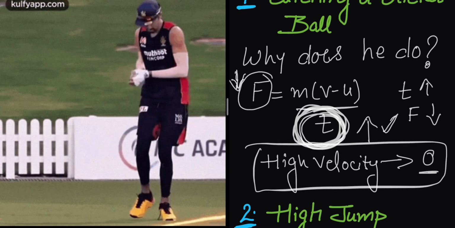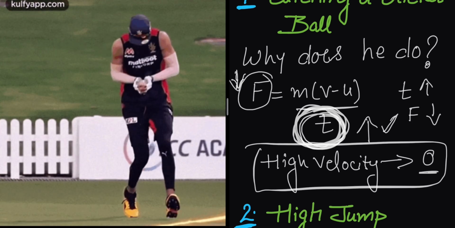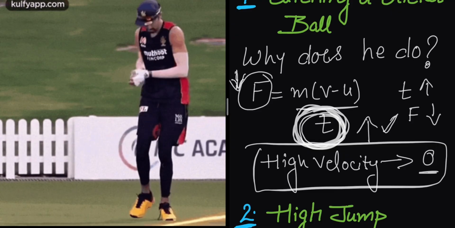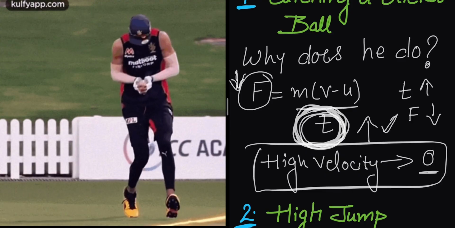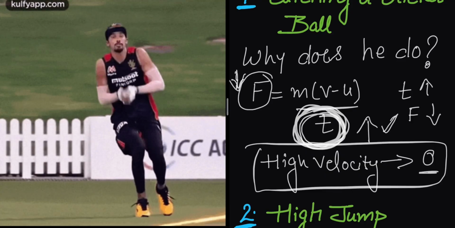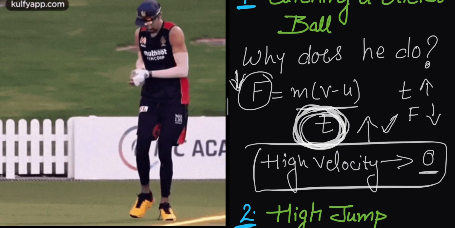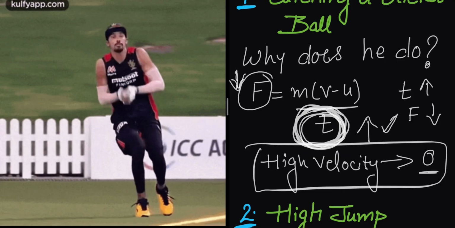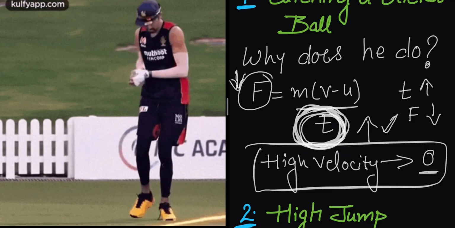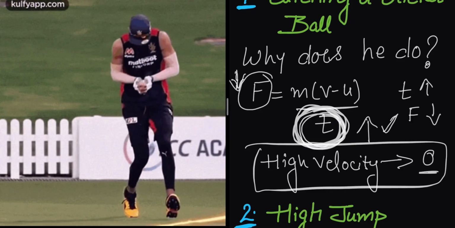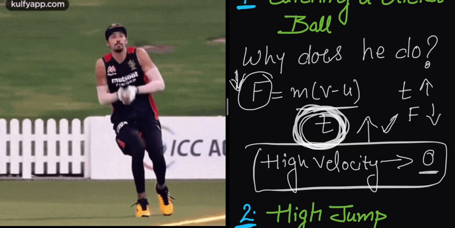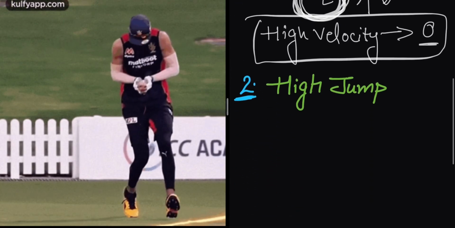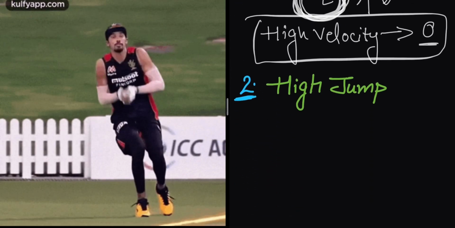So this is the reason why he pulls his hands backward while catching a cricket ball: to increase the time during which the high velocity of the cricket ball reduces to zero. So by increasing time, the force which acts on his hands will reduce, and this will prevent injury to his hands. Clear, this first application? Let's move to the next application. What is the next application, students?